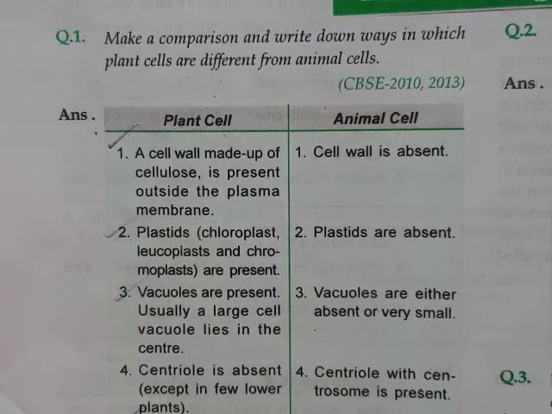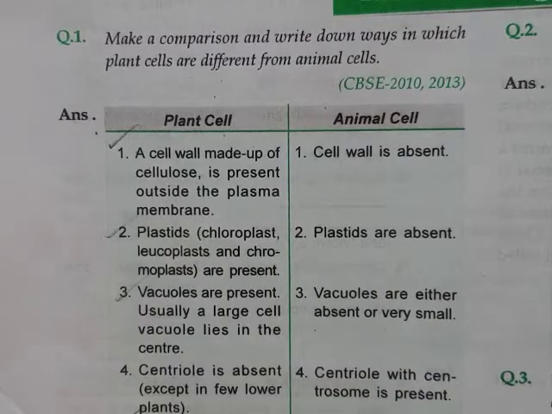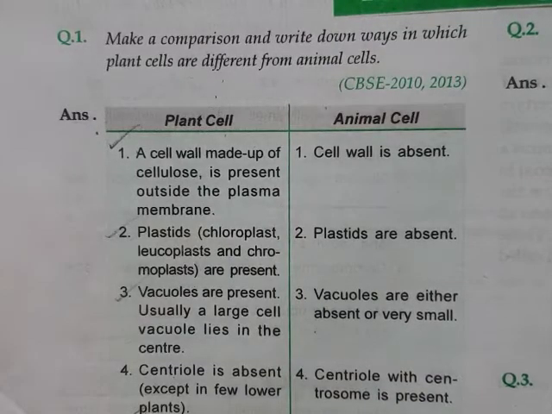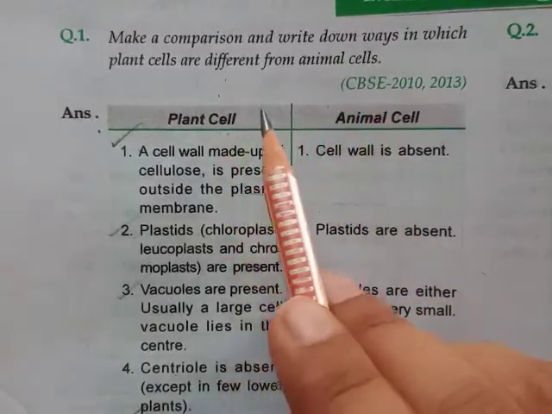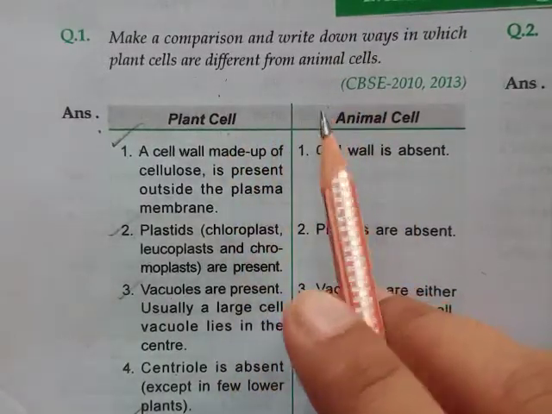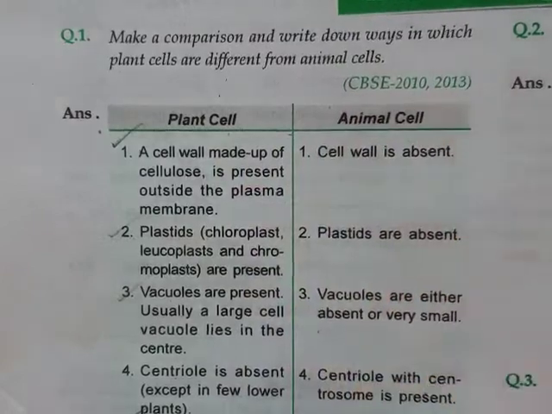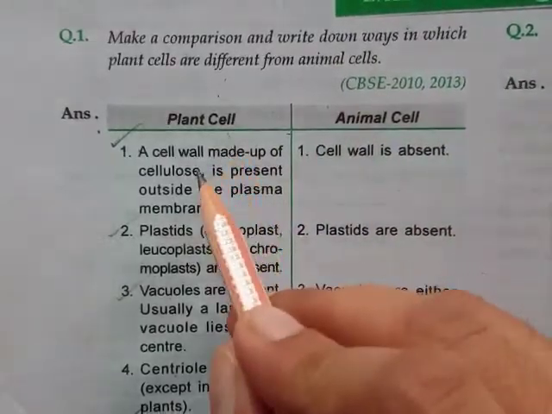We are doing the back exercise question answers of chapter number 5. First question is, make a comparison and write down in which plant cell is different from the animal cell. How is the plant cell different from the animal cell? Plant cell has the cell wall.